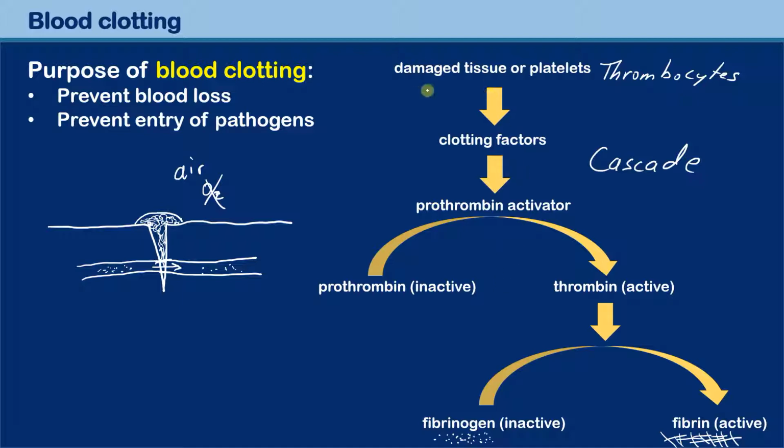So even if you have very few damaged cells, it will activate some of the prothrombin, but this one is able to activate many more prothrombins to form thrombins, and this thrombin is able to activate many more fibrinogens to form fibrin. So we have an amplification step everywhere here.